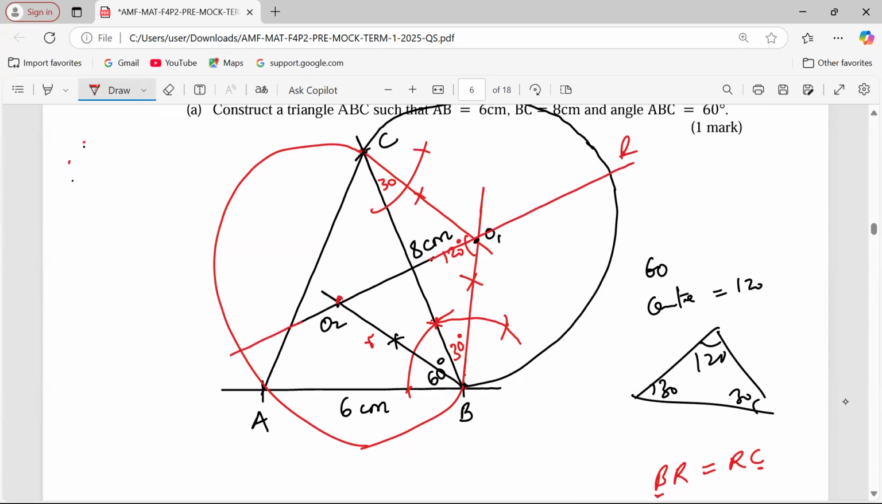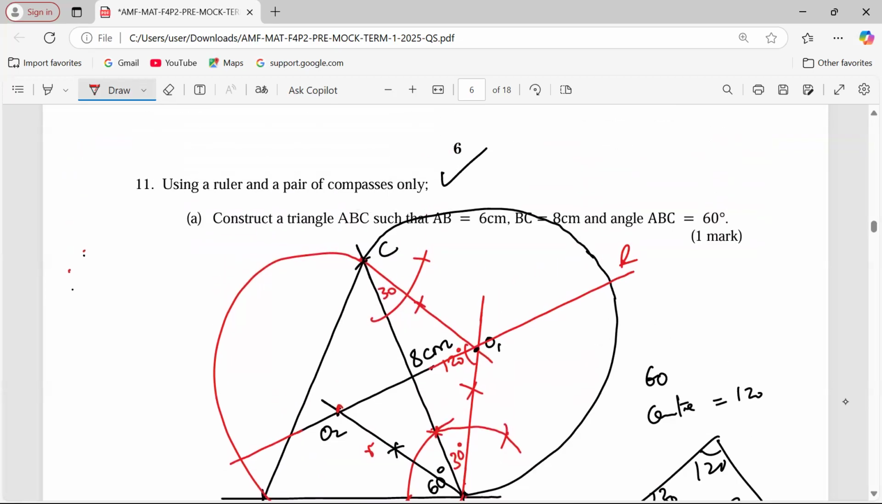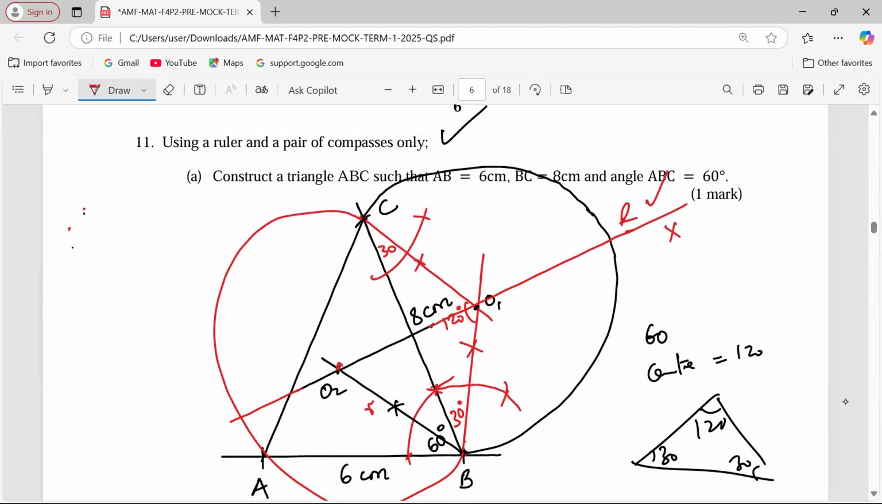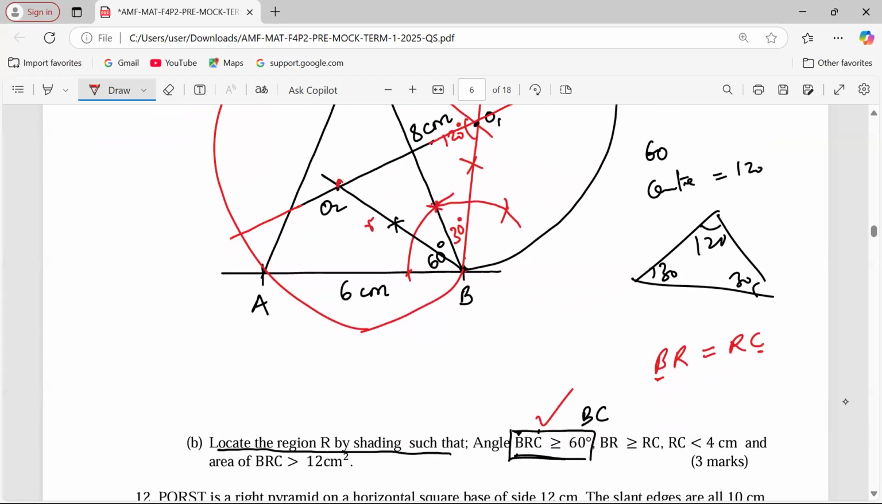So we need the upper side. From this one, this is the side we want, this is the side we don't want. Because when we consider the side below, then BR will start becoming smaller. So R is beyond that line.